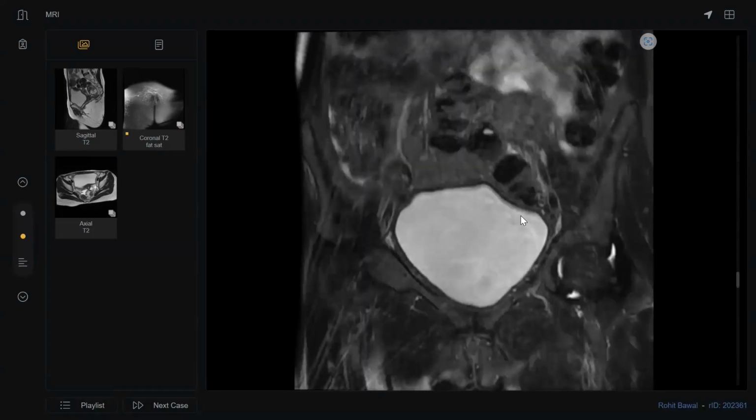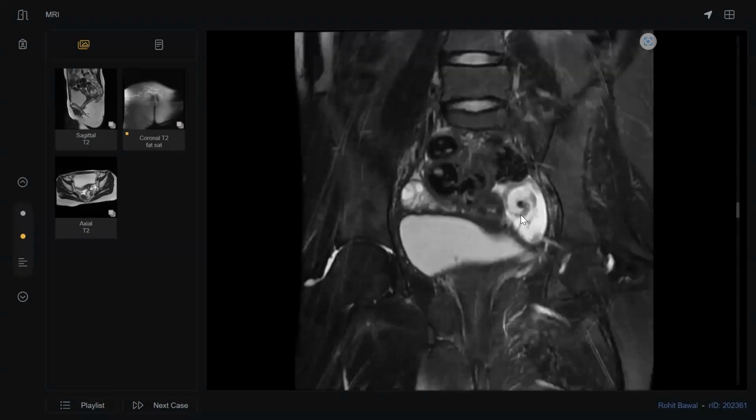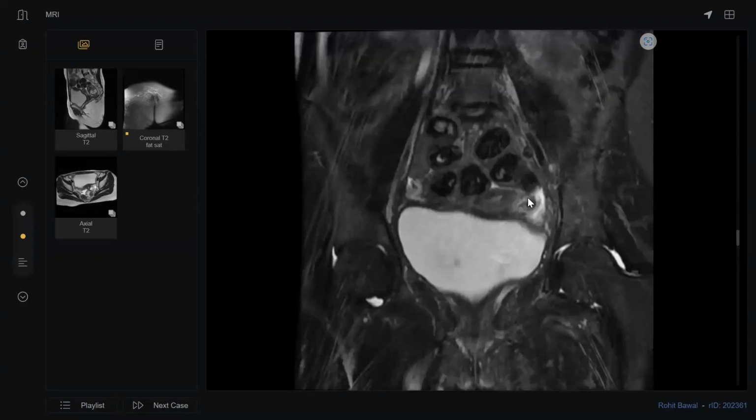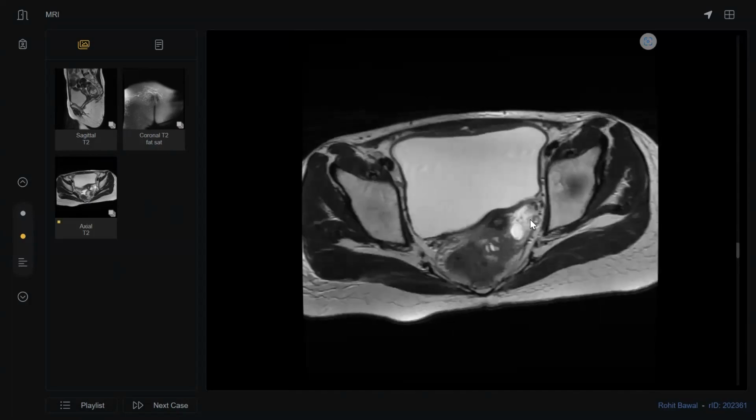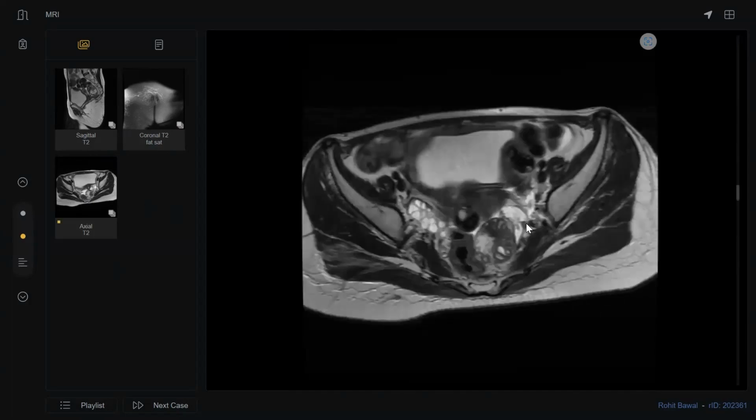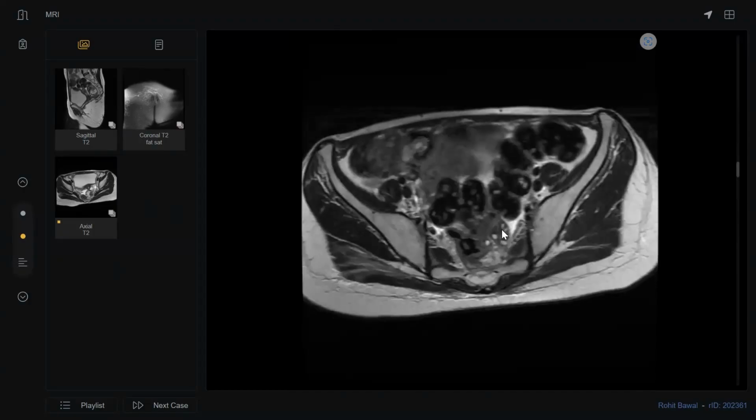I think, sorry. Yeah, this one low intensity area, which I again need to see on the... Give me your final diagnosis, doctor.